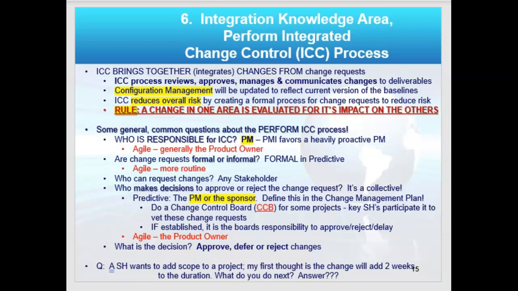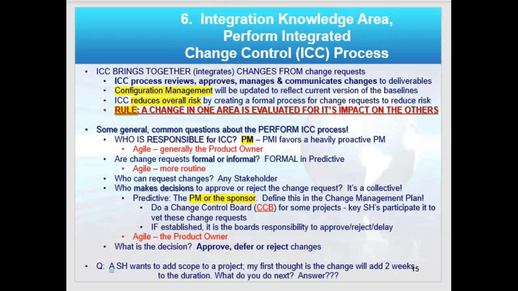Okay, perform integrated change control. So some quick questions. Who's responsible? You are. You're the project manager. But in Agile, we would say the product owner is, not the Scrum Master. Are change requests formal or informal? Well, in predictive, they're formal. But in Agile, they're more routine. They happen every day through conversations and implementing solutions based on that. Who can request a change? Bam! Any stakeholder can. Remember, a stakeholder is an individual person or group who is impacted by or may be impacted by or perceive itself impacted by a decision in the project.